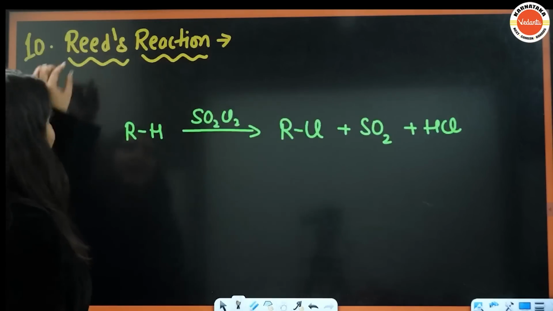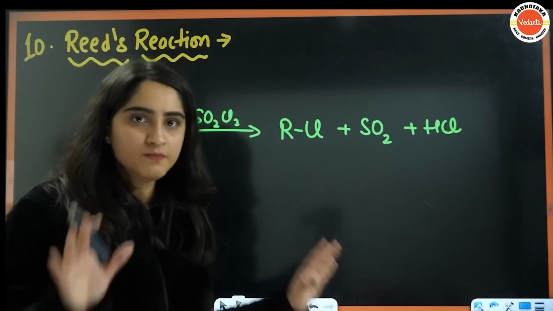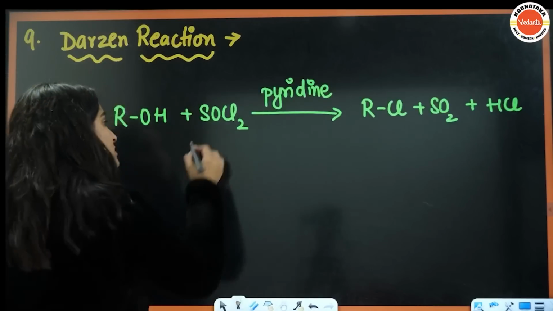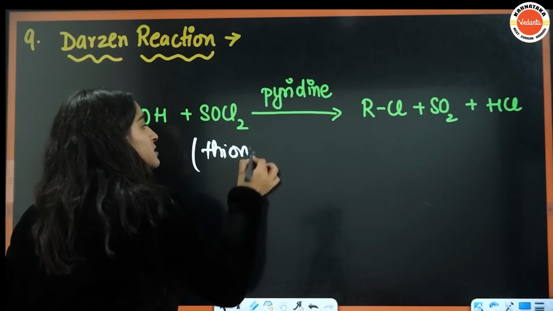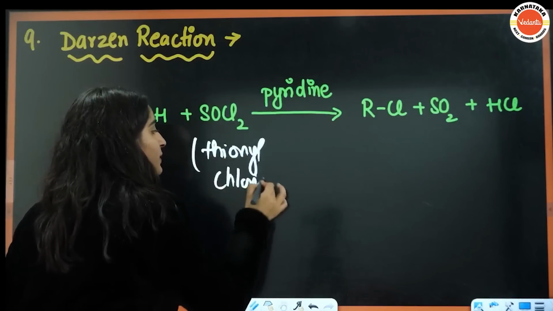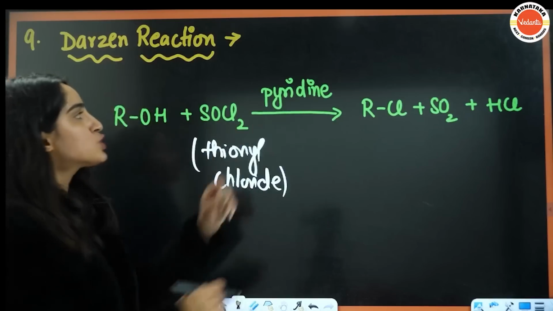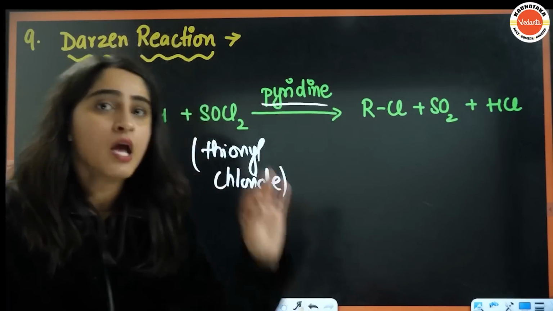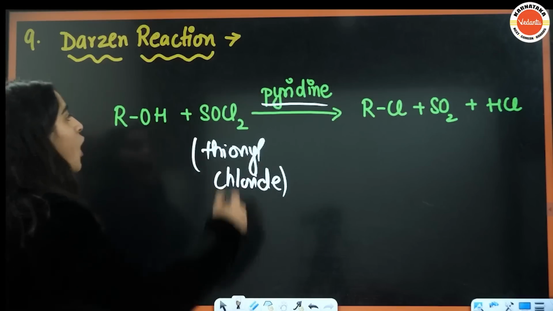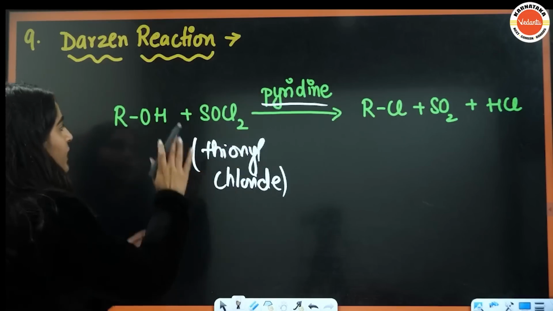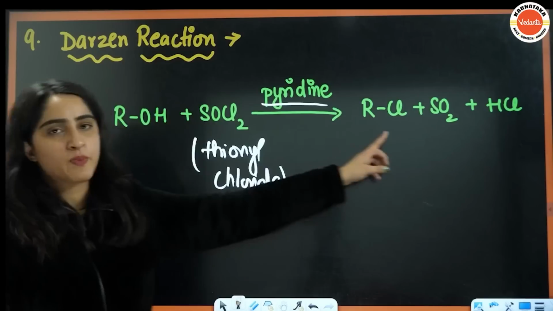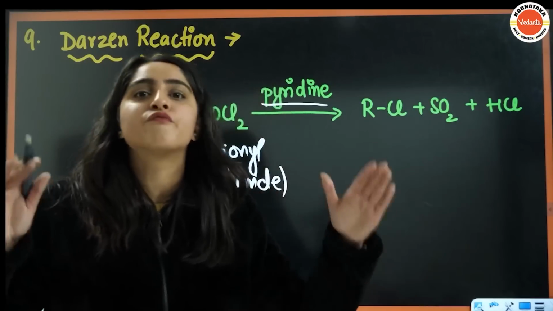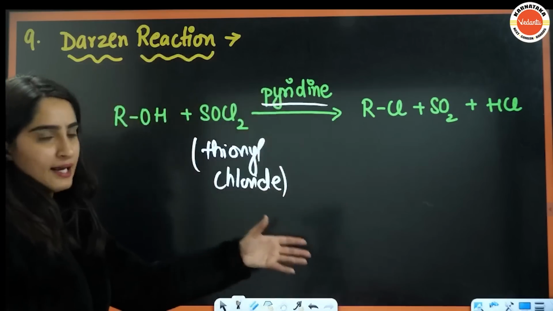So the Darzens reaction and Reed's reaction are almost similar. Let us see. In case of the Darzens reaction, this is thionyl chloride. Always remember this is thionyl chloride, and we use pyridine here. If we are not using pyridine, then this will follow an intramolecular substitution reaction. Now thionyl chloride is used here, and the OH part will be replaced by Cl, and we'll have byproducts SO2 and HCl, which will vaporize. So this is a very good method of preparing alkyl halides.